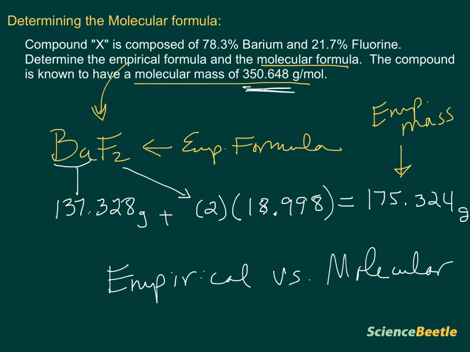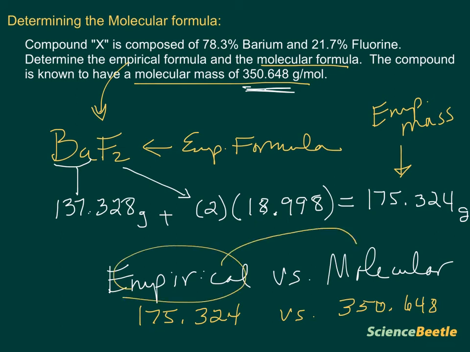We already know the empirical mass is 175.324, versus the 350.648. Now, what's the difference between these two? What's the ratio? The easiest way to figure this out is to ask ourselves, how many times can the empirical formula go inside the molecular? Essentially, you're going to take 350.648 and divide it by 175.324.